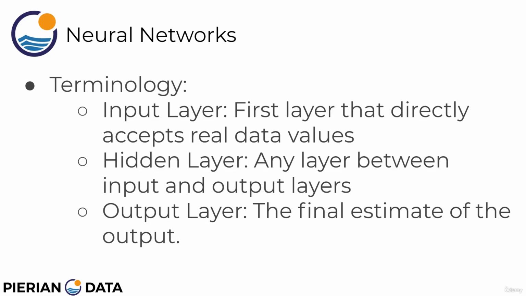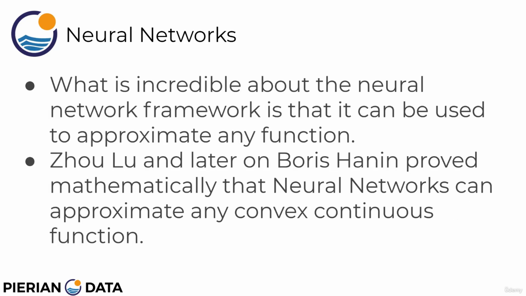Now, something that I find really incredible about the neural network framework is that it can actually be used to approximate any continuous function. And researchers Liu and then also later on Boris Hannon proved mathematically, in the same way you would have a proof of geometry, that neural networks can approximate any convex continuous function. So for any convex continuous function, essentially a function that you can continually integrate over, there should be somewhere out there some network that can directly approximate that function.